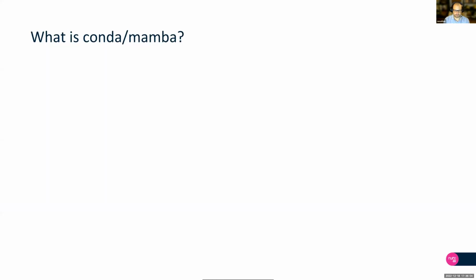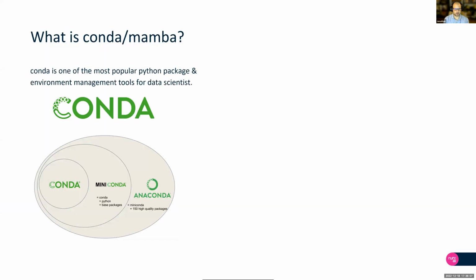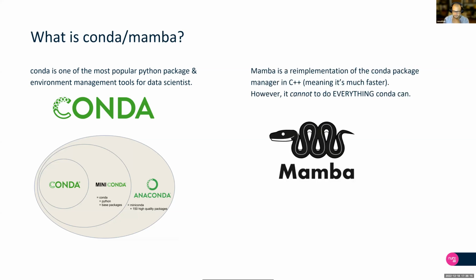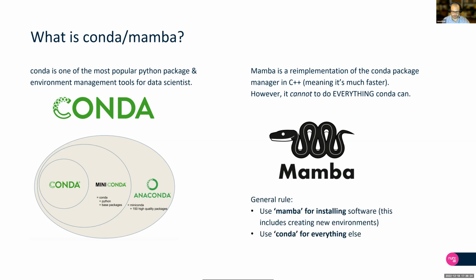So what are Conda and Mamba? Conda is one of the most popular Python package and environment management tools out there for data scientists, but you don't have to be a data scientist to use it. Mamba is a re-implementation of Conda in C++, so it's much faster, but it can't do everything that Conda can. As a general rule, you can use Mamba for installing software, which includes creating new environments, and you can use Conda for everything else.